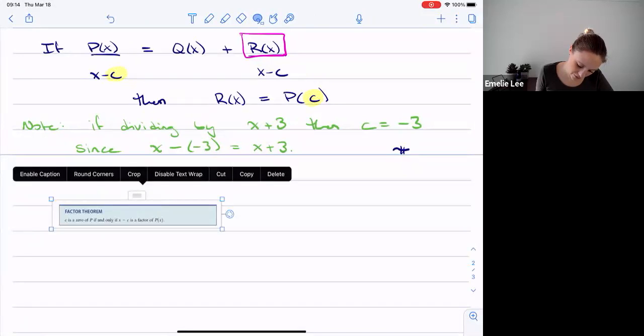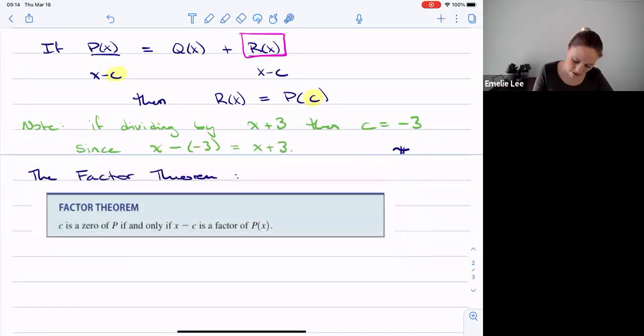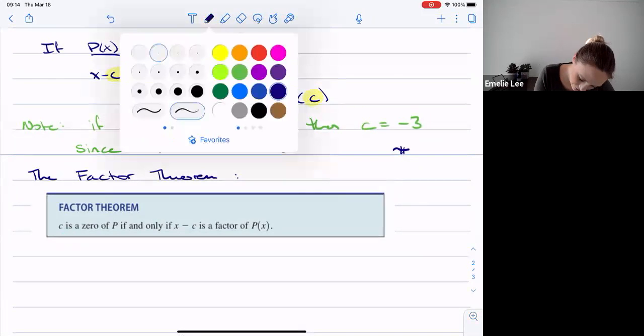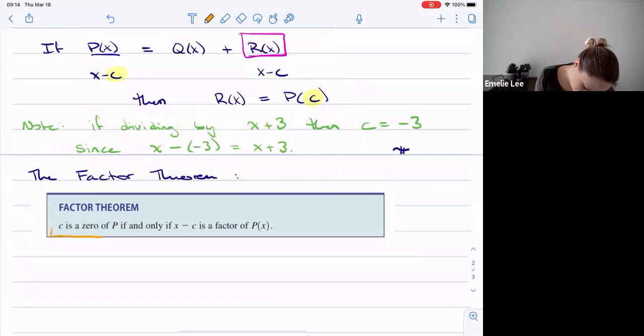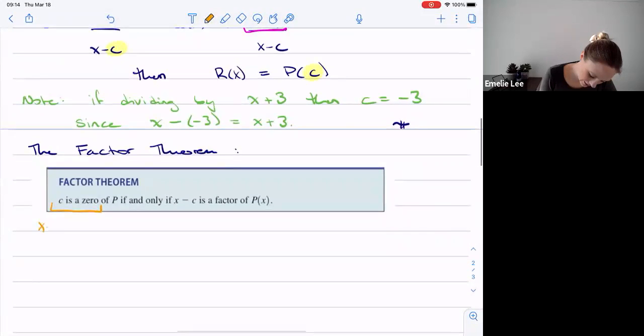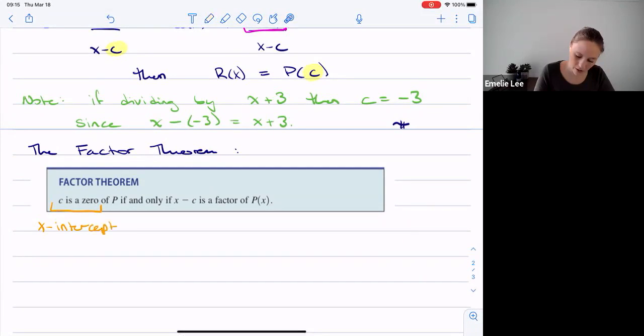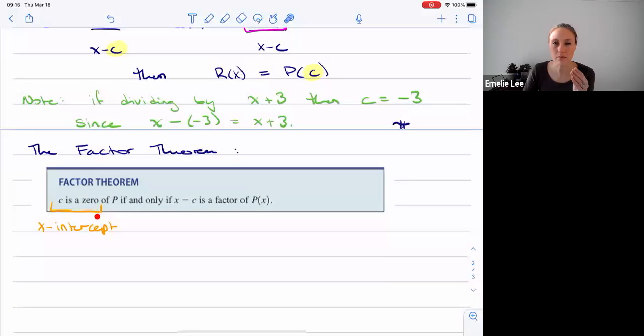We've already used the factor theorem, even though we didn't call it that. C is a zero, meaning it's an X-intercept. If something is a zero, that's just another term for an X-intercept. So C is a zero, meaning C would be an X-intercept of P, if and only if X minus C, so you're dividing by X minus C, is a factor of P of X. Now let's just link it back to the remainder theorem.